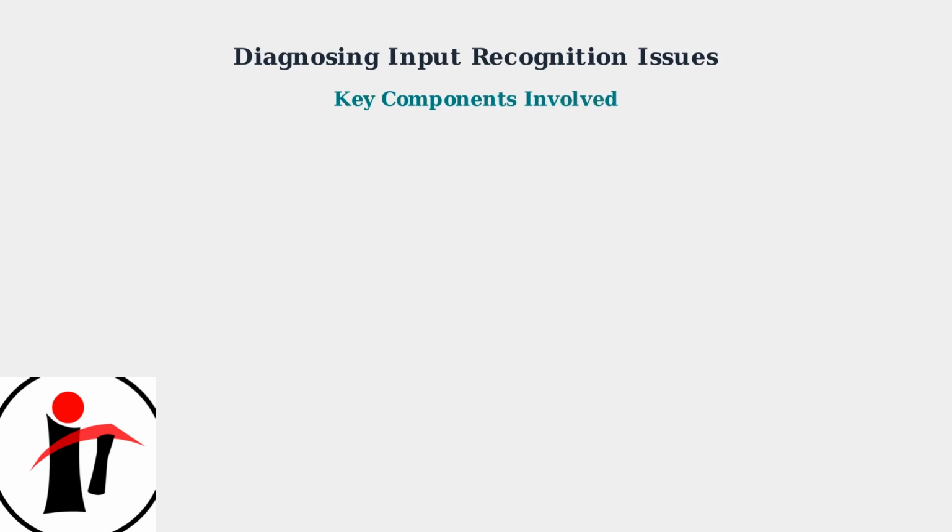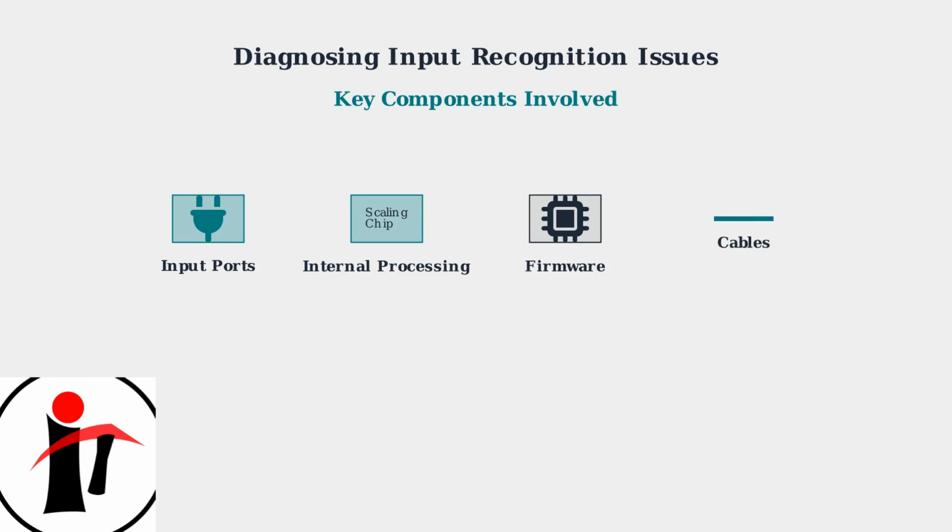Four key components are involved in this process: the input ports, internal scaling chip, monitor firmware, and the cables connecting everything. Input ports, like HDMI, receive the signal. The scaling chip processes it. Firmware controls the detection algorithms, and cables carry the signal between devices.